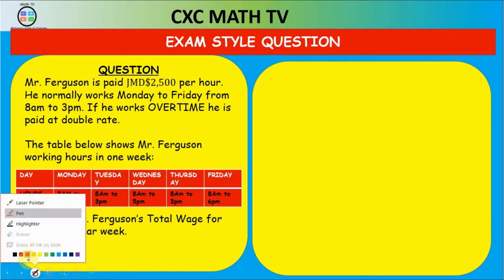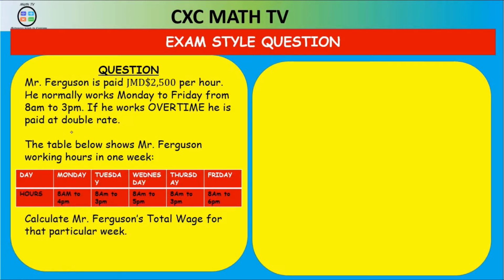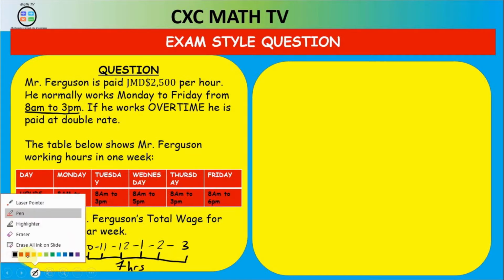So the first thing they told us is that Mr. Ferguson normally gets paid from 8 a.m. to 3 p.m. How many hours is that in the day? Remember, 8 to 9 is 1 hour, 9 to 10, 10 to 11, 11 to 12, 12 to 1, 1 to 2, 2 to 3. How many hours does Mr. Ferguson work? 1 hour, 2, 3, 4, 5, 6, 7 hours. So on a usual day-to-day basis, Mr. Ferguson works 7 hours, right?